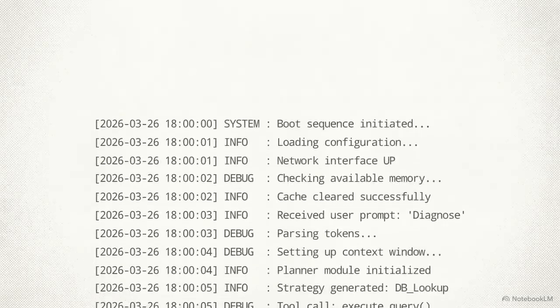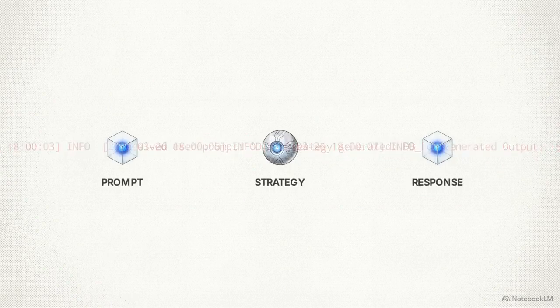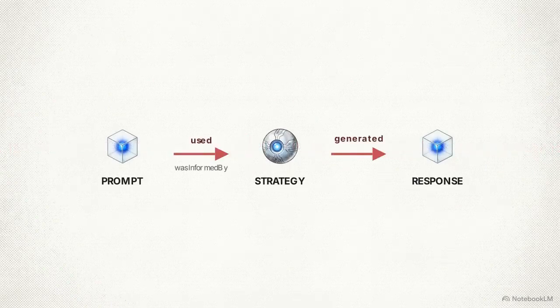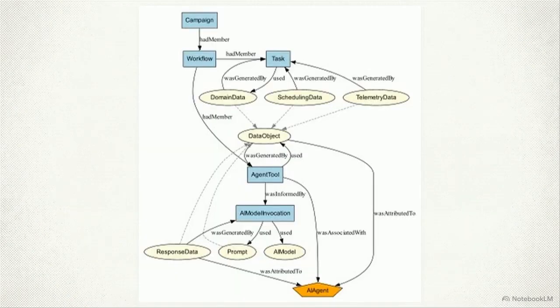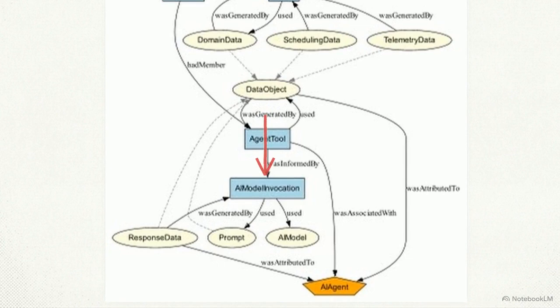Prov agent extends the W3C standard by treating AI actions, like prompts, responses, and planning steps, as permanent, queryable data nodes within the system logs. This graph maps the execution path. Engineers trace errors backward from the defect to the agent tool node, following the was-informed by path. The trace continues to the AI model invocation and temperature, providing context to diagnose errors.